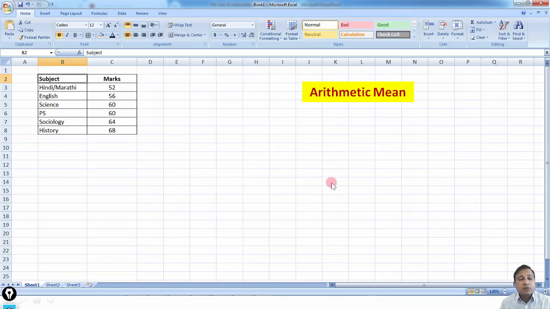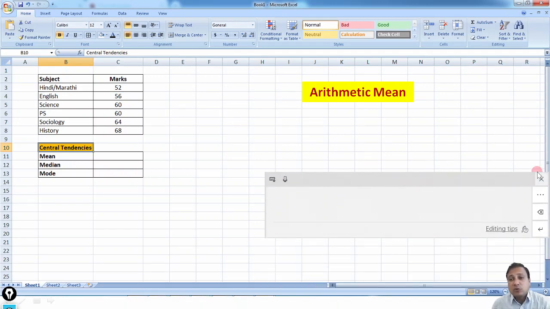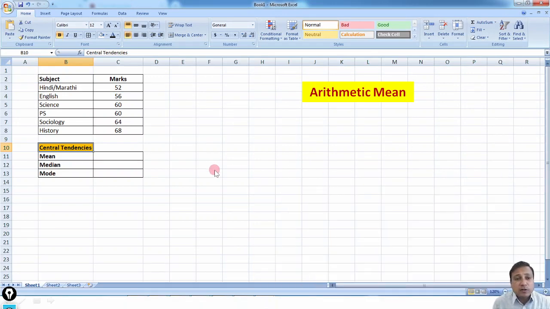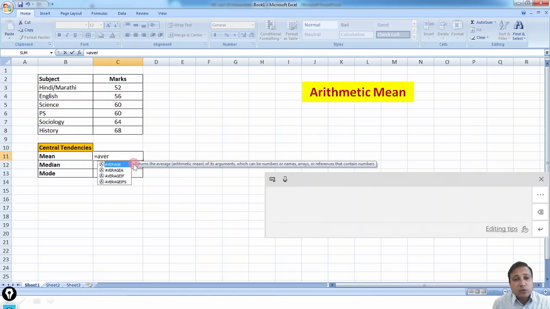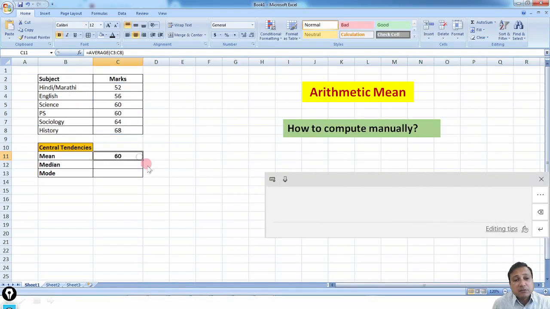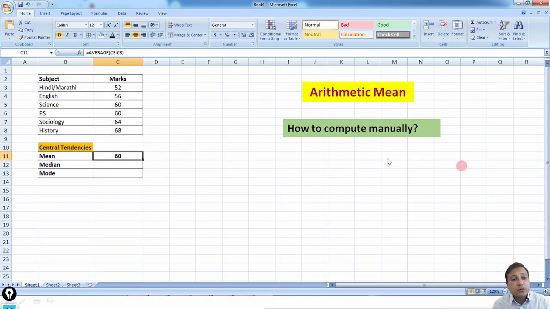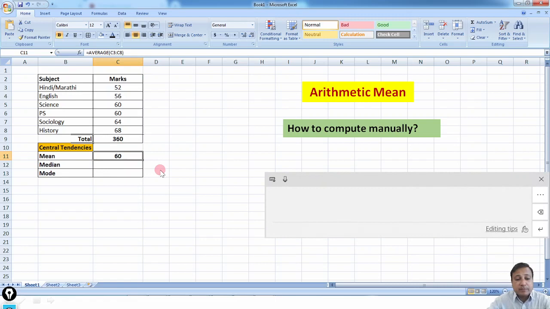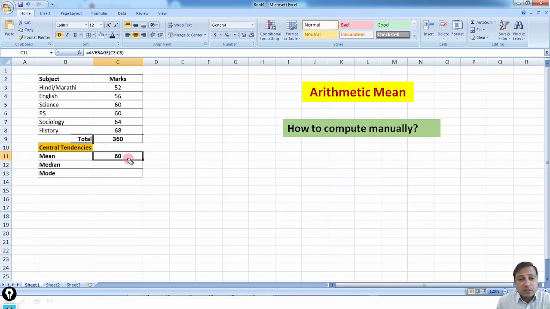Now let me take you all to one example. Suppose there is one student who has earned marks in 6 different subjects, and we just want to compute central tendency. And in central tendency, first we'll compute the arithmetic mean. How to compute arithmetic mean? The process we have already seen in the previous lecture, so I will not spend much time on that. I'm using the average function, I'll select that range and compute the arithmetic mean. Here the arithmetic mean is 60.